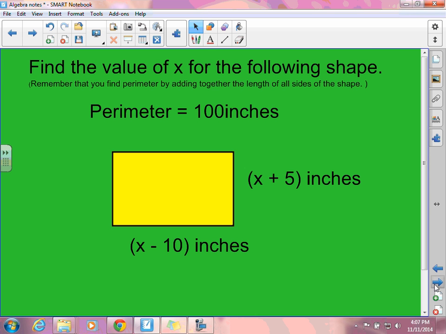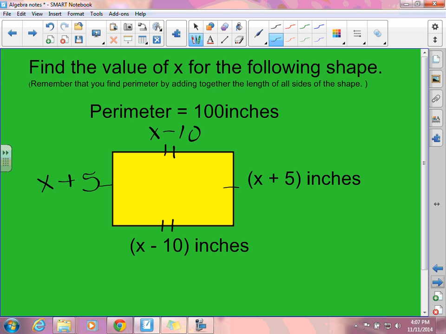They gave you the perimeter. The perimeter is 100 inches. Notice that on one side of the rectangle, it's x plus 5. There's x plus 5 on the other side, because remember, rectangles, their opposite sides are congruent. The other side was x minus 10, so this other side then would be x minus 10 because it is a rectangle.